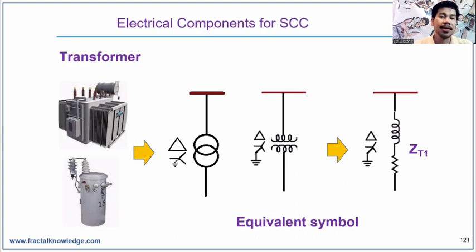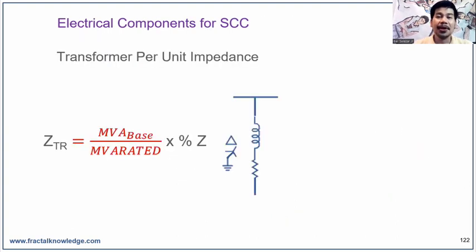We can name it ZP1. Always indicate the primary and the secondary with a symbol that you can see on the screen, which is useful during the calculation of zero sequence impedance. Here's the per unit formula for the impedance of the transformer. CP1 or CPR is equal to MVA base divided by the MVA rating of the transformer, multiplied by the percent impedance.